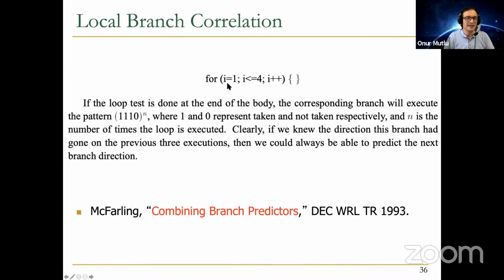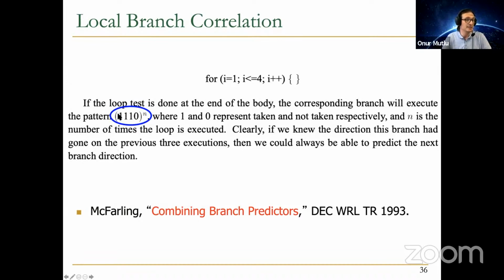But basically, you can see there's a branch over here, the for loop. It iterates 3 times, it's taken 3 times, it's not taken once. And you can read over here, if the loop test is done at the end of the body, the corresponding branch will execute the pattern 1, 1, 1, 0 to the n, where 1 and 0 represent taken and not taken respectively, and n is the number of times the loop is executed. Clearly, if we knew the direction this branch had gone on previous 3 executions, then we could always predict the next branch direction correctly. And that's the idea, basically.